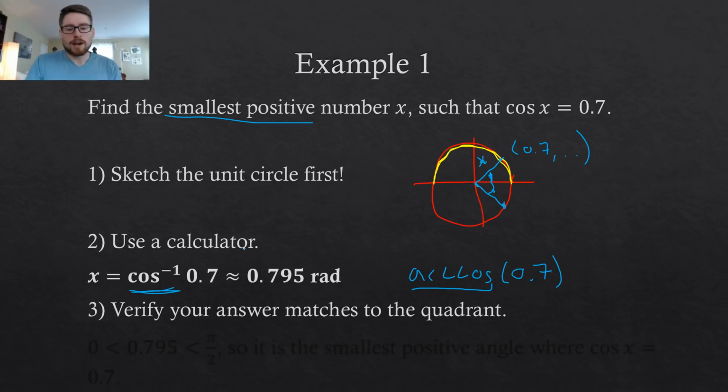Okay, verifying our answer matches to the quadrant. This is the last thing we want to make sure of: does this answer make sense? 0.795. Is it the smallest x?